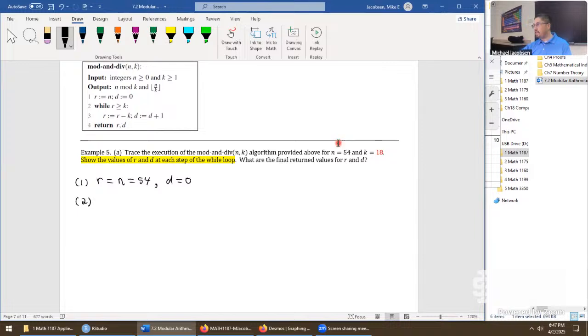Now, step 2, we have to decide what will happen. Sometimes the while loop doesn't run at all. It just depends on the k value. So on step 2, we want to do this condition check right here. R equals 54 is bigger than k, which is edited to be 18. This implies while block executed.